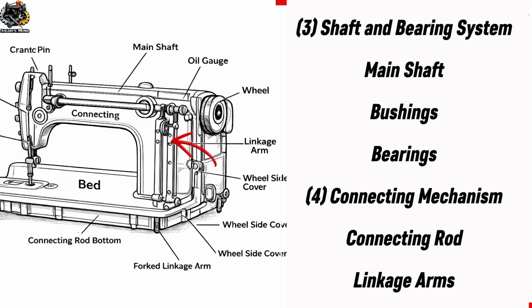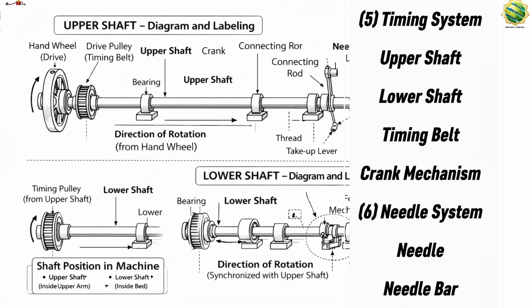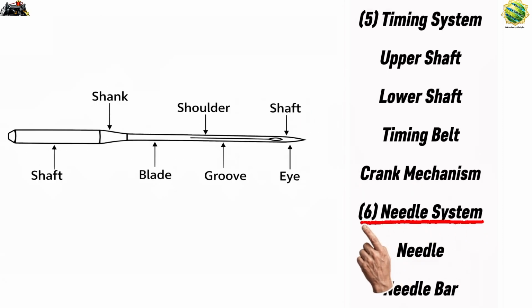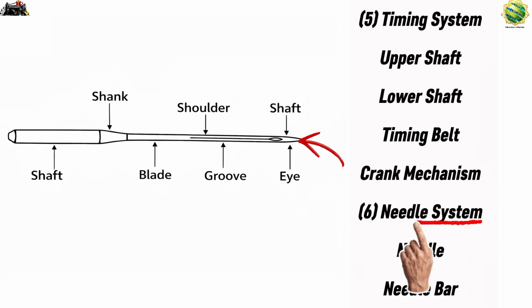These components are the most important part of the mechanical aspect of sewing machine, because all these components need to align together in order for rotational motion to turn into stitching. Number five, timing system, consists of upper shaft, lower shaft, timing belt, and crank mechanism. Number six is the needle system, consists of needle and needle bar.